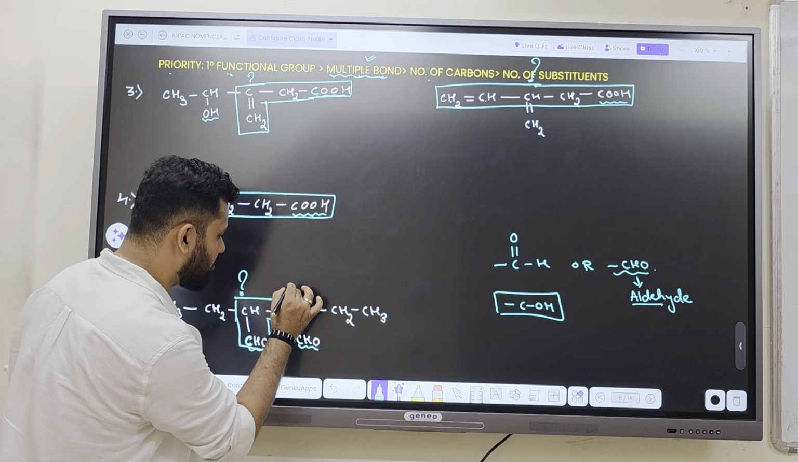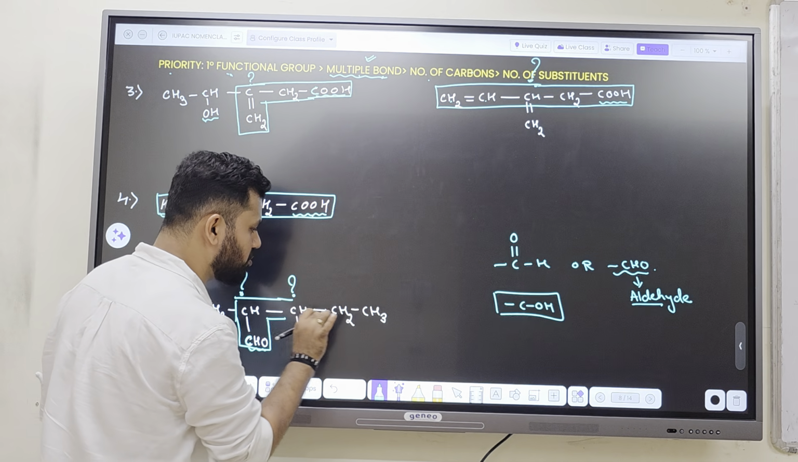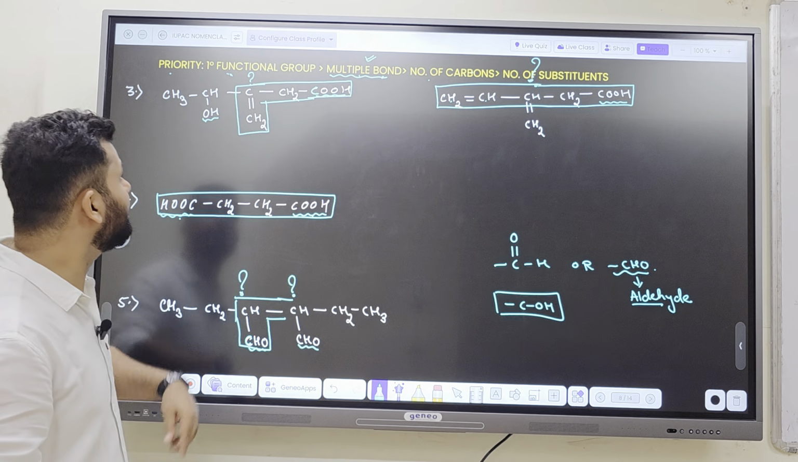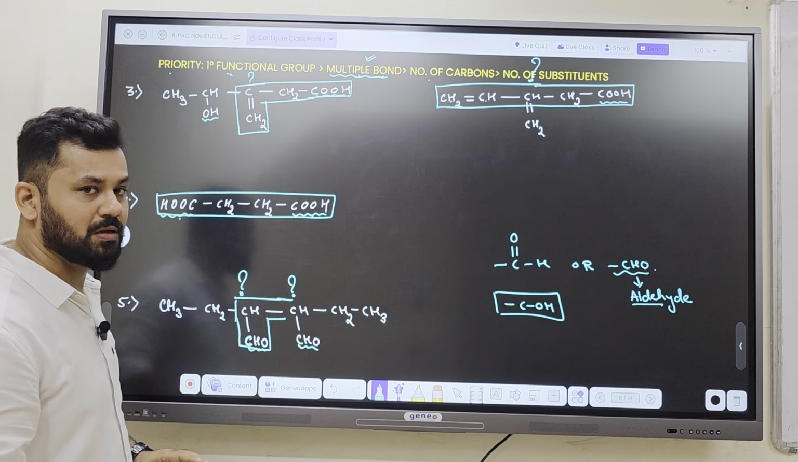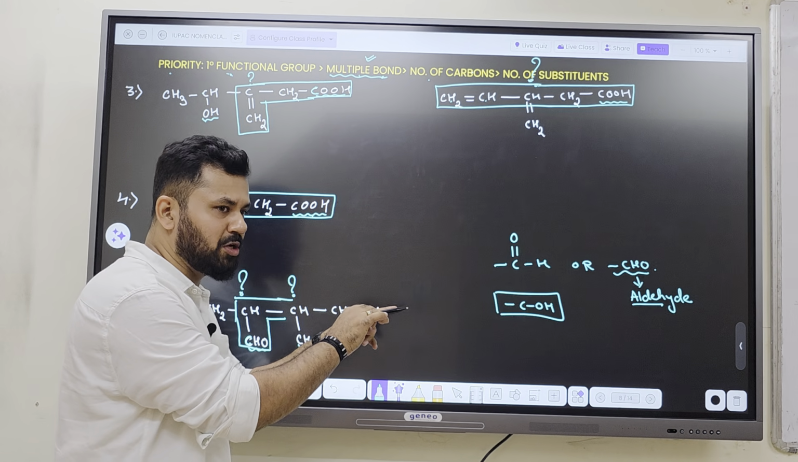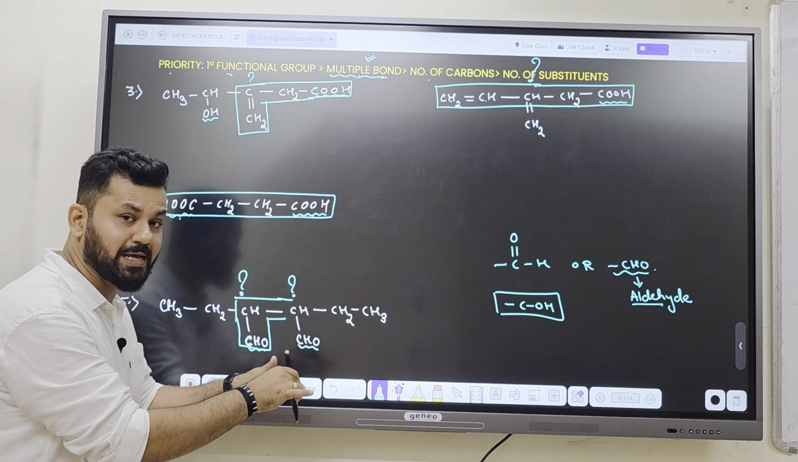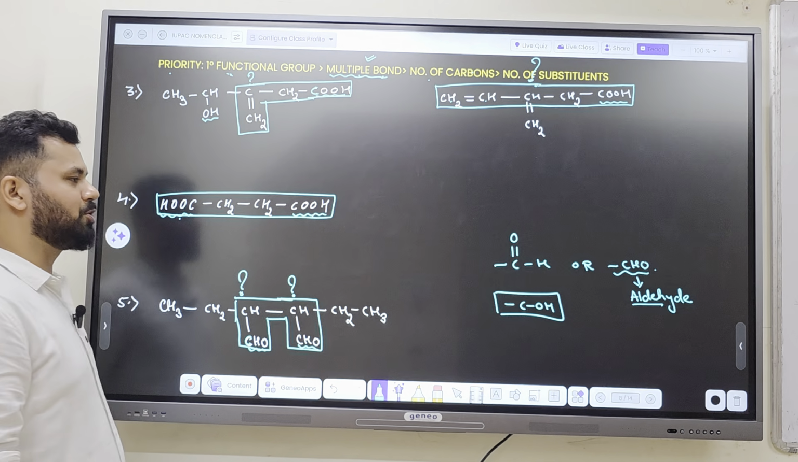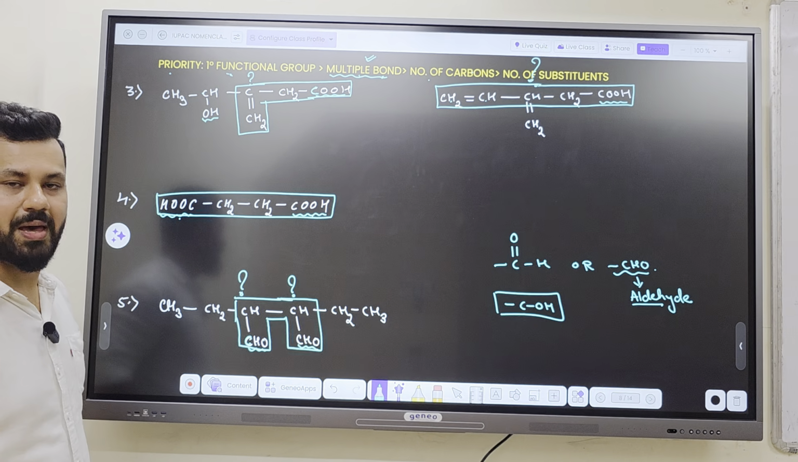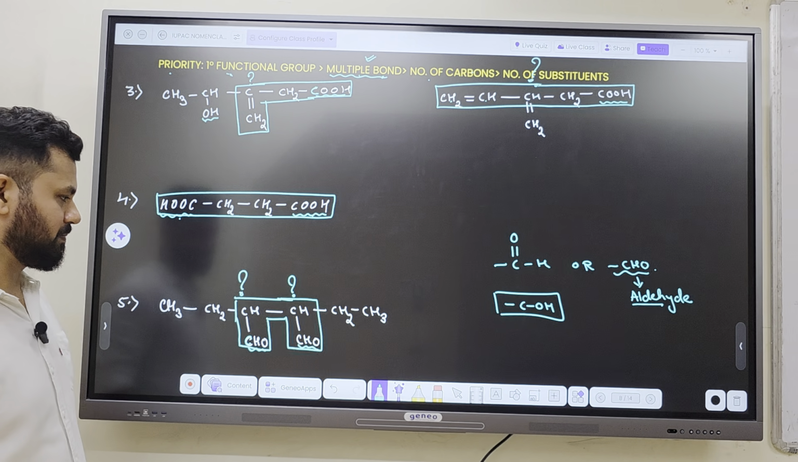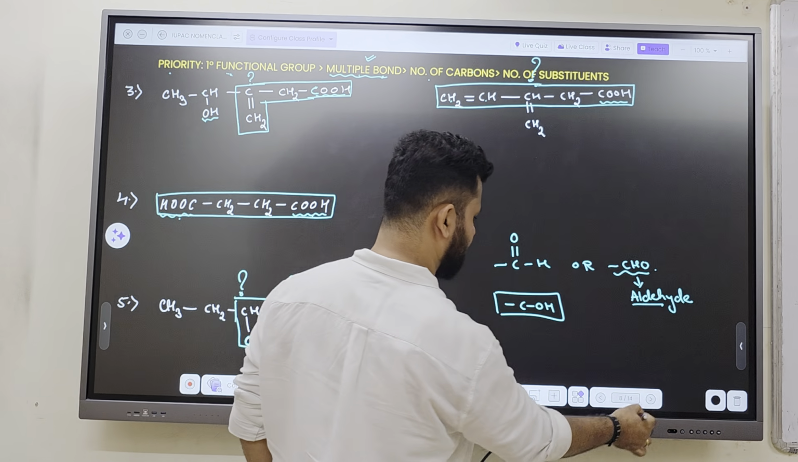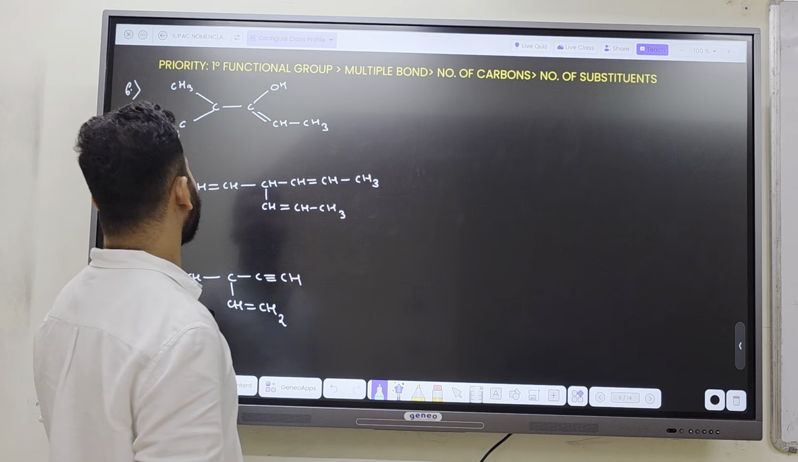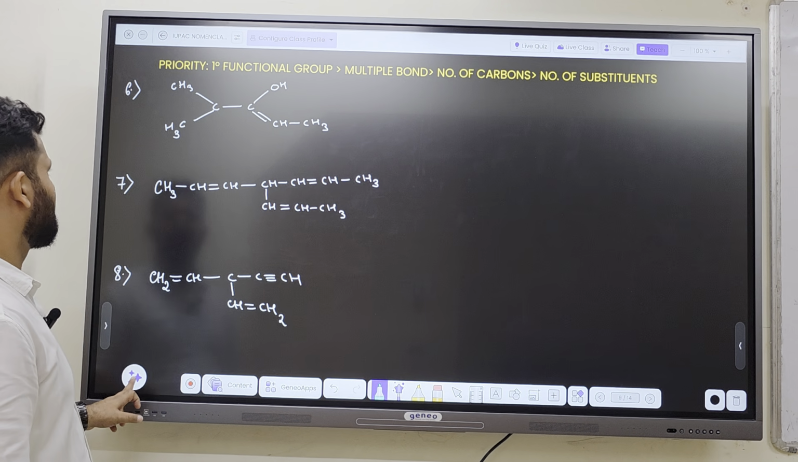Again, at this carbon, you will ask yourself a question, whether to move straight or to move down. Again, go to the priority and check. If I go straight, do I find a functional group? No, sir. If I move down, yes, that means you will move down. So that is going to be your parent carbon chain. I hope this is clear to you. Moving to the next example.